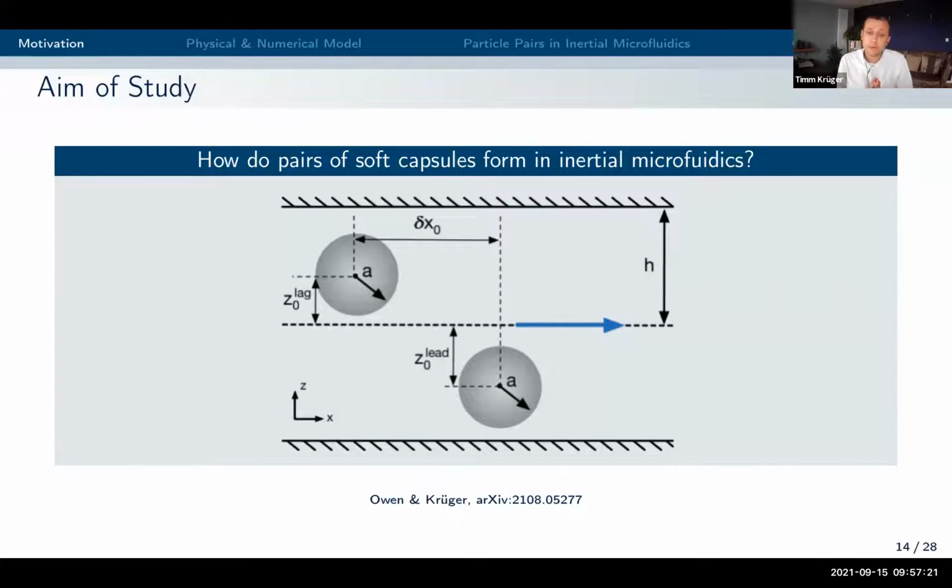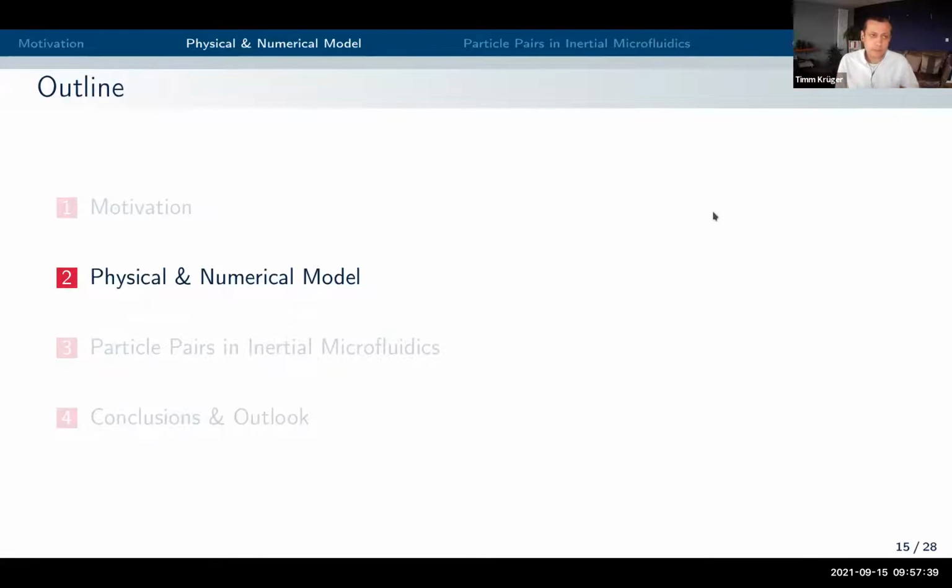And of course, we know that inertial microfluidics is very often used for cells, biological cells, which are soft, in particular at the flow rates we are talking about. So we wanted to look at soft capsules in particular, and I will get back to this diagram in a bit more detail later on. So that is the introduction, the motivation.